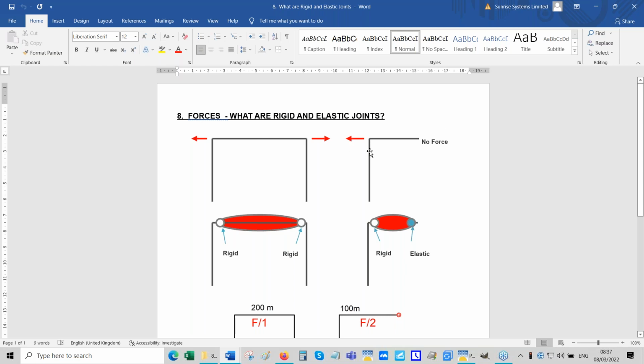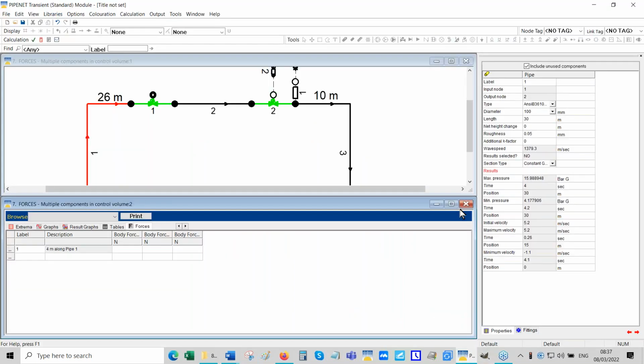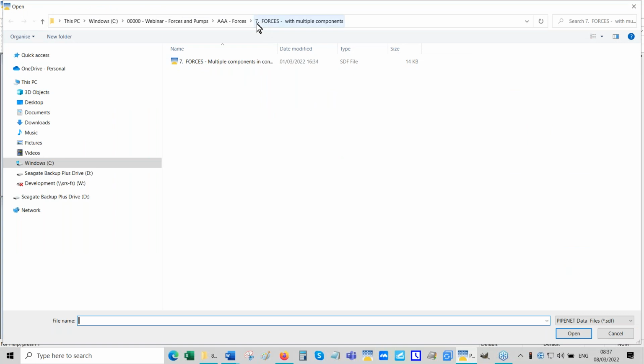And that's useful if we want to find out how we're going to restrain this pipe. Whatever we're using to restrain the pipe would depend only on the force acting in one direction. Okay, that's the difference between rigid and elastic joint. Let's open the data file for that.